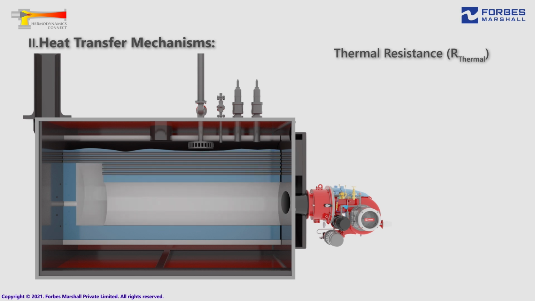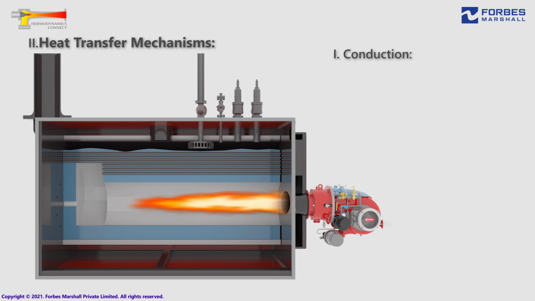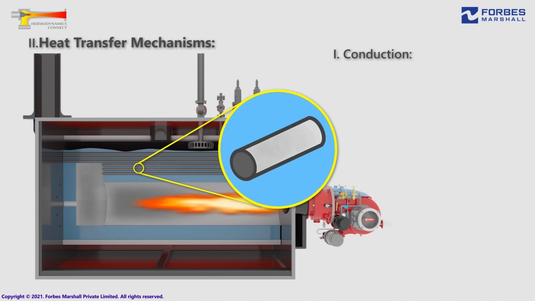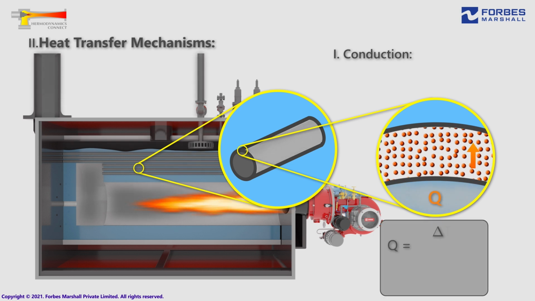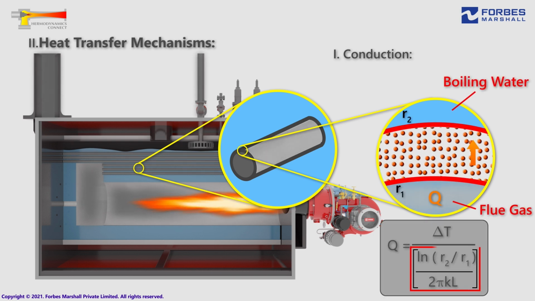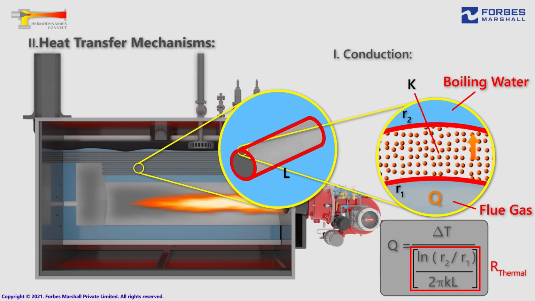The aim for a boiler is to make sure that this thermal resistance is as small as possible. Heat can be transferred through three separate modes: conduction, convection, and radiation. Conduction. During conduction, heat is transferred by microscopic collisions of particles, atoms, or molecules, and the movement of electrons within a body. The thermal resistance in conduction depends on the thermal conductivity of the material as well as the geometrical parameters.